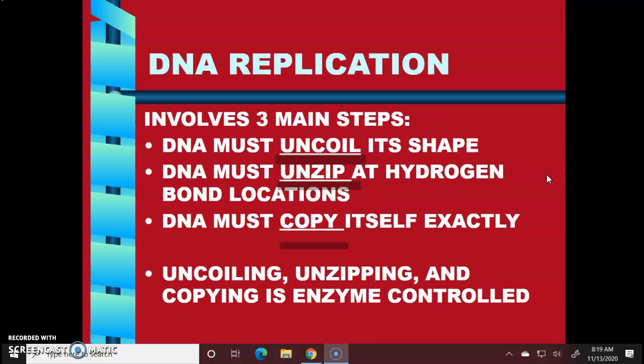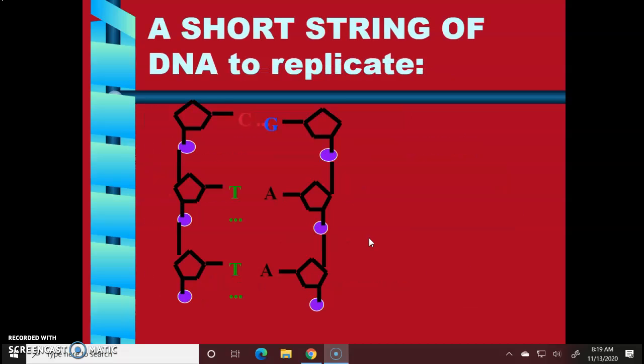And there's 3 steps. First, that ladder that's twisted up must uncoil, and then it must unzip, and then it must copy itself exactly, because if it's not exactly the same, the cell will be different. And all this action is enzyme controlled. So the enzyme causes all this to uncoil, unzip. This pops open. Remember, these are weak bonds. It pops open. And then new pieces join in.